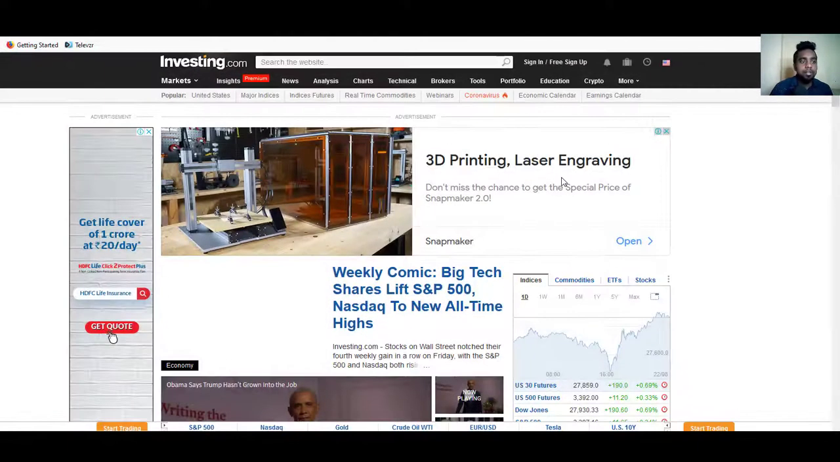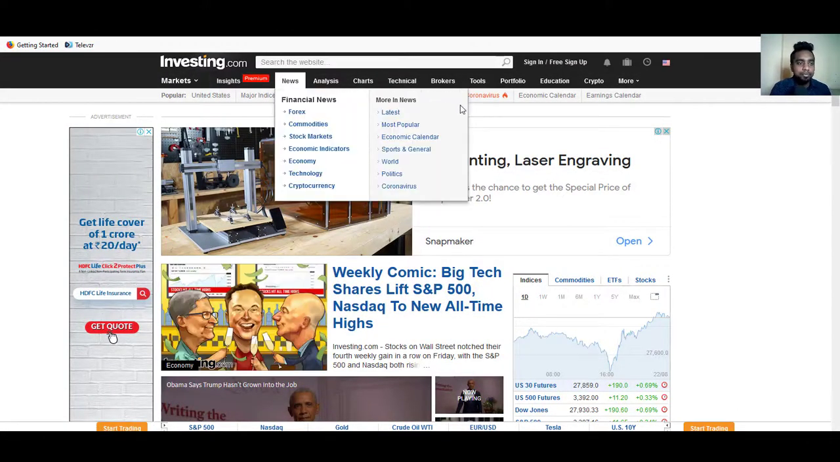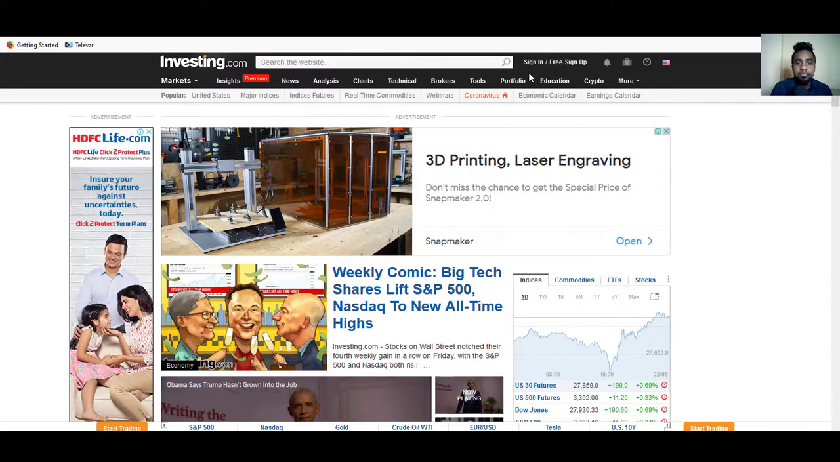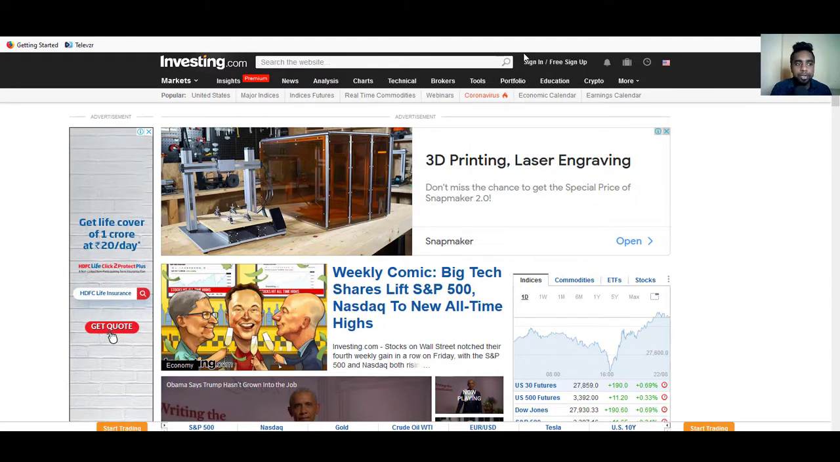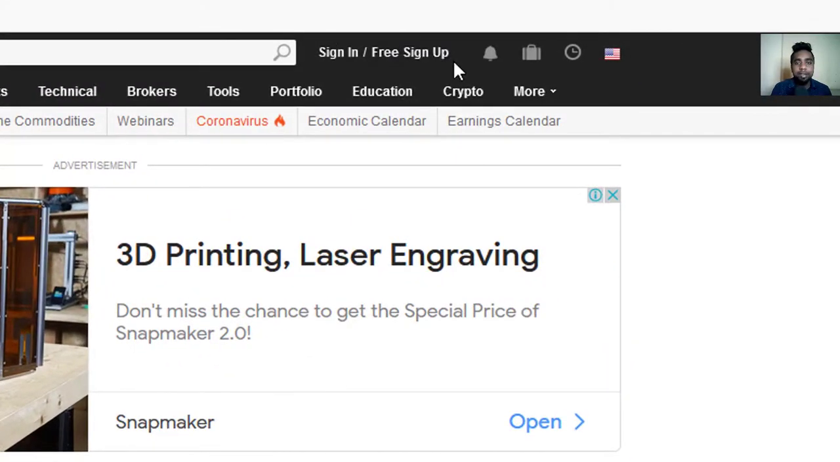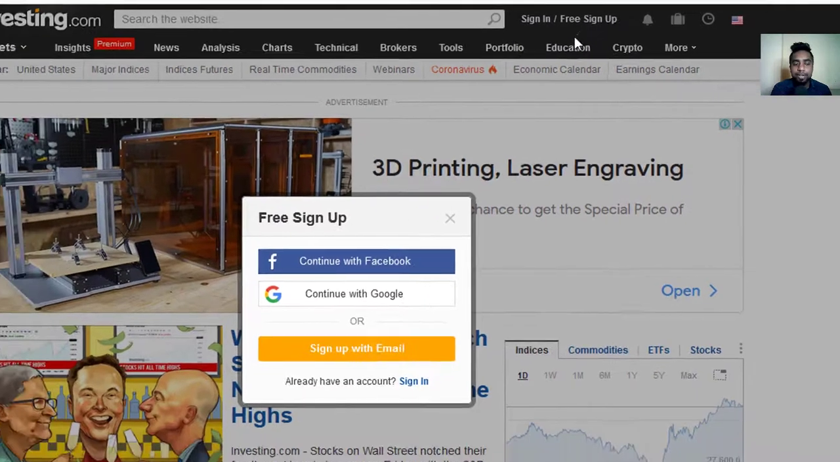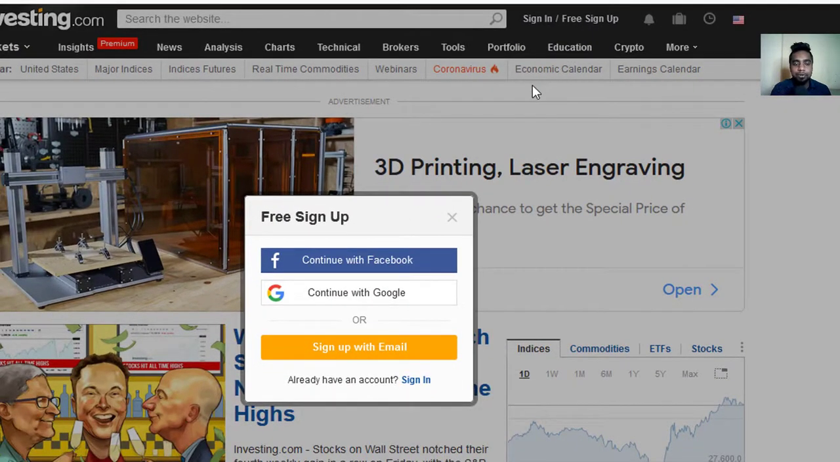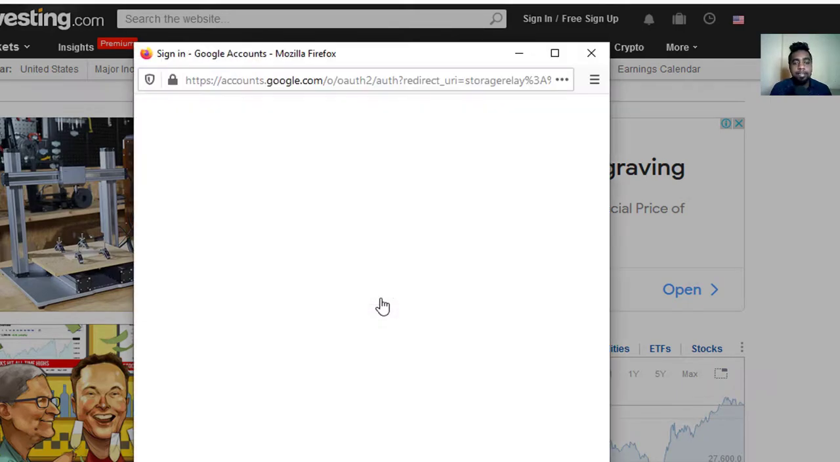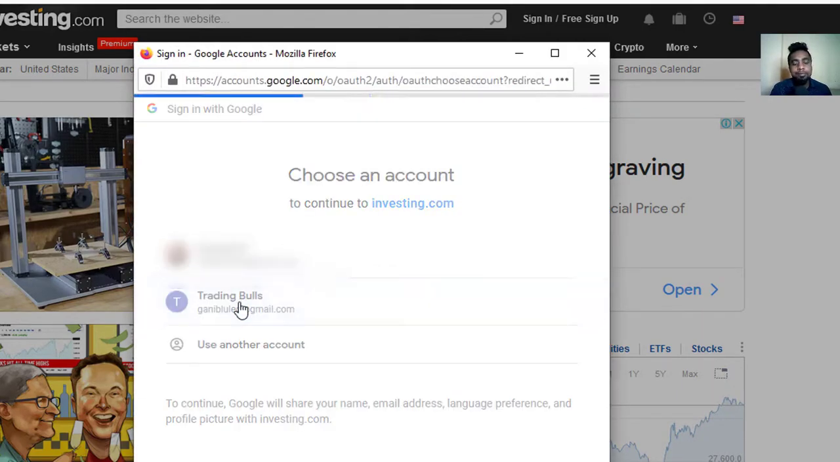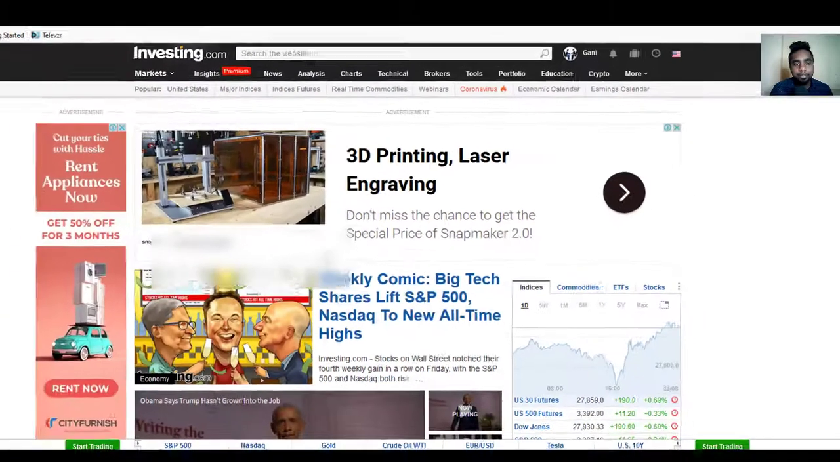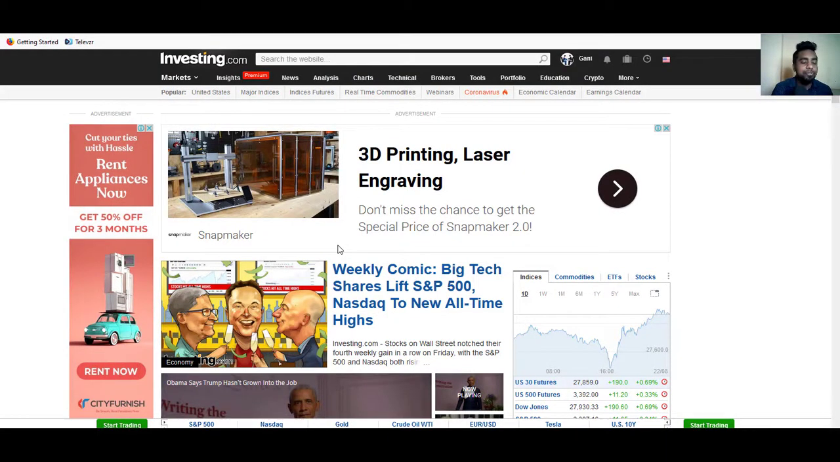Now firstly, let's have a look at Investing.com. So this is the Investing.com interface. The first thing is we need to have an account to start with. Creating an account is really easy. You click on the free sign up portal, and all you need is an email or a Facebook account. I'm going to choose Gmail, it's only one click away, and I'm going to select my account. Bam, there we go. I just signed up in a few seconds.